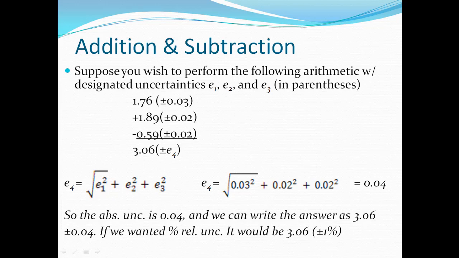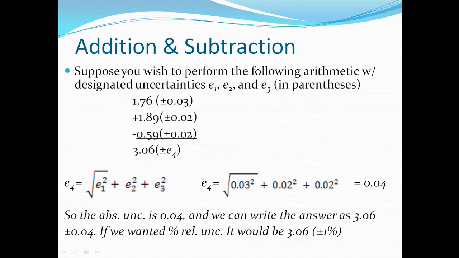But then you have those uncertainties right next to those measurements. So you would take those errors and square each of them and then sum them all up. So basically the sum of the squares. And then you take the square root of that number. So if you take 0.03 squared plus 0.02 squared plus 0.02 squared, and then square root that answer, you get 0.04. It's pretty simple. So the absolute uncertainty is 0.04, and you can write the answer as 3.06 plus or minus 0.04.